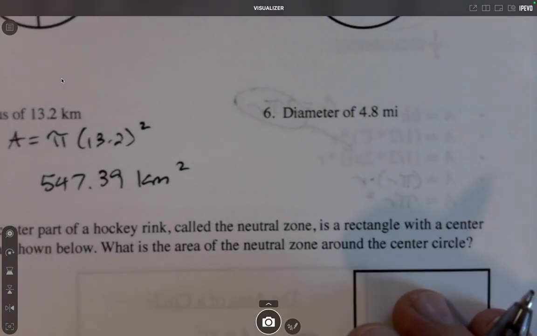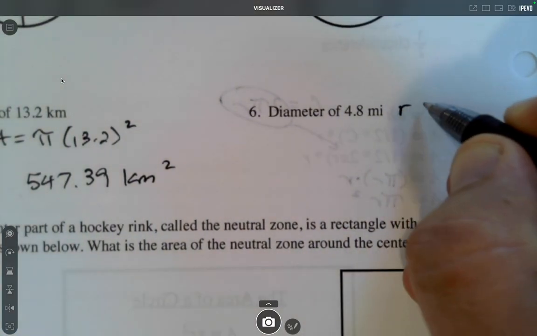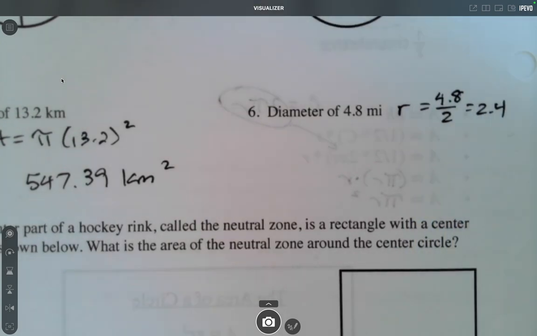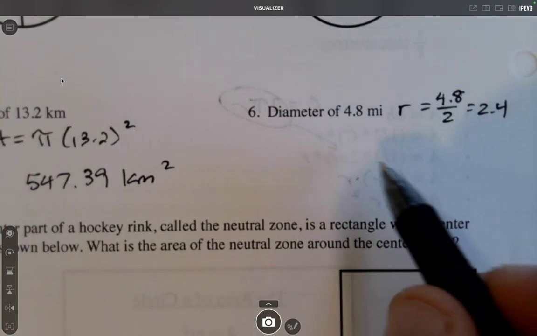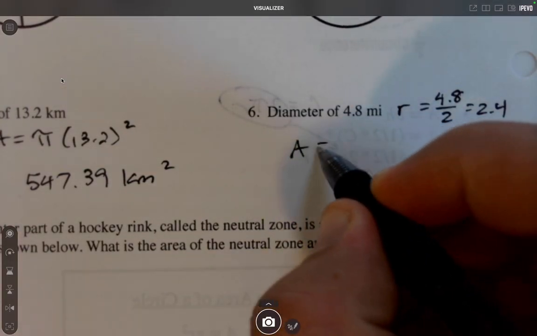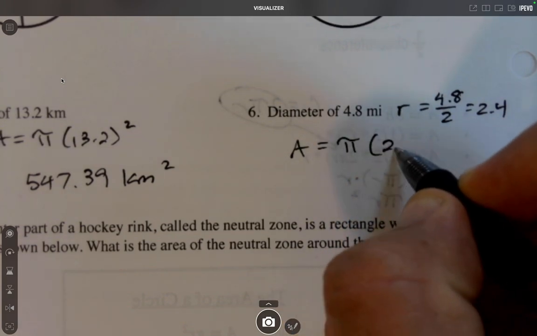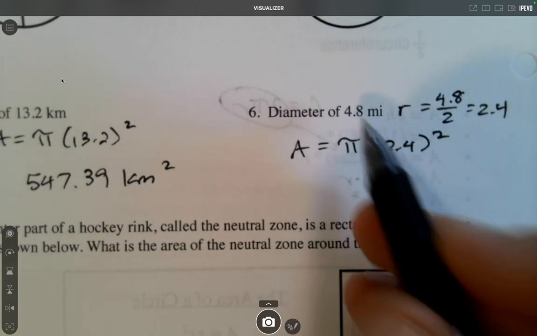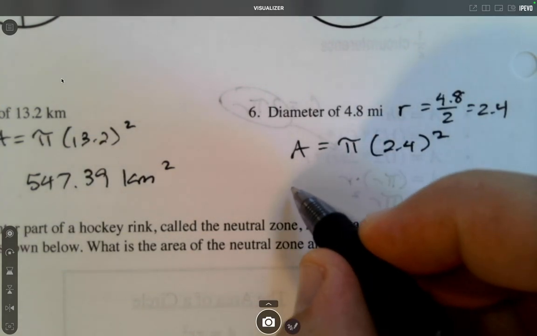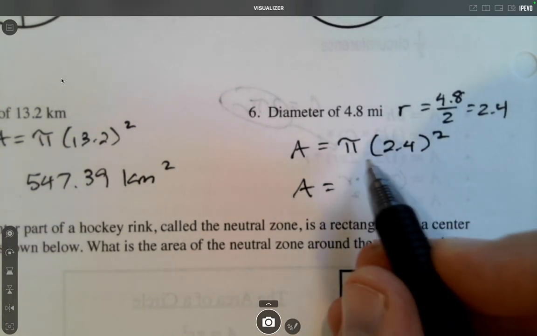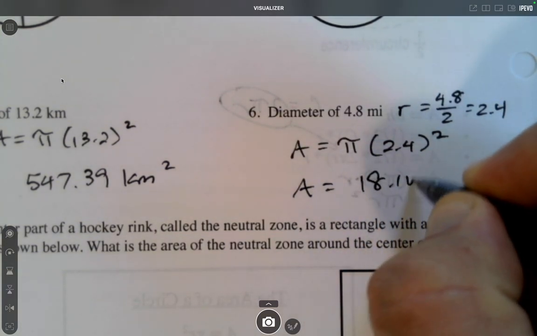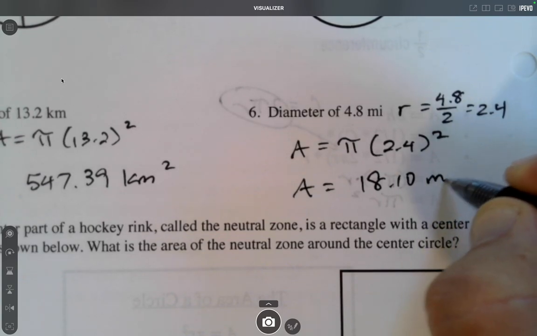But if they give you the diameter, you've got to cut this in half. The radius is half this amount. So 4.8 divided by 2 is 2.4. So we do area equals pi times 2.4 squared, because we can only plug in the radius. We can never plug in the diameter into the area formula. And when I type pi times 2.4 squared into the calculator, I get 18.10 square miles.